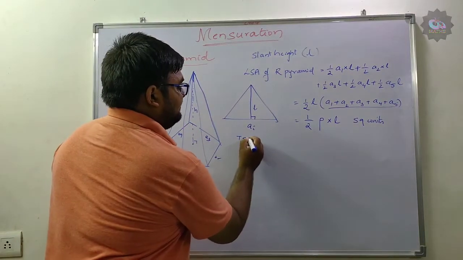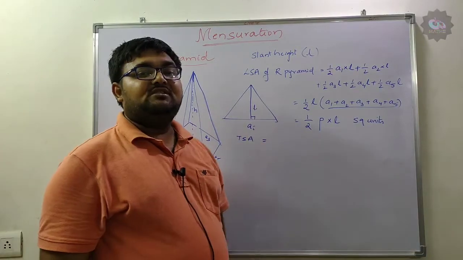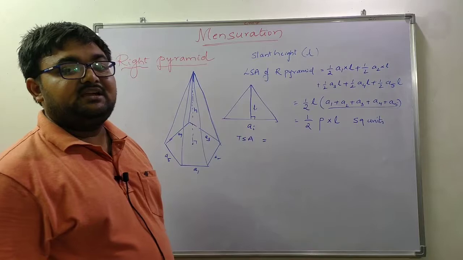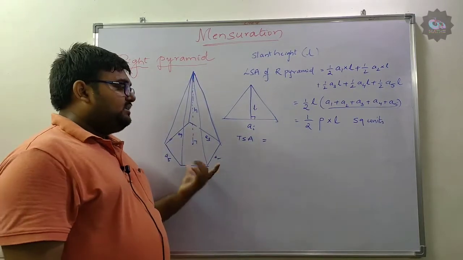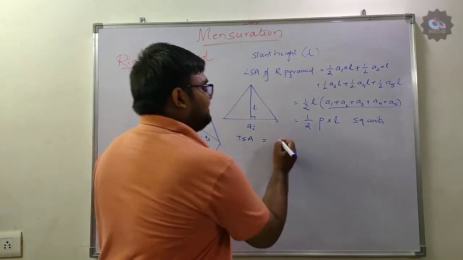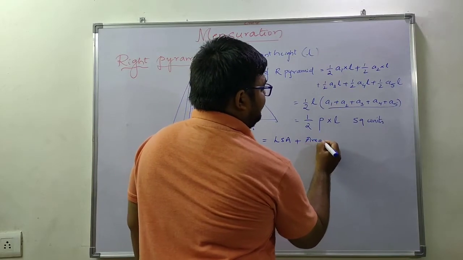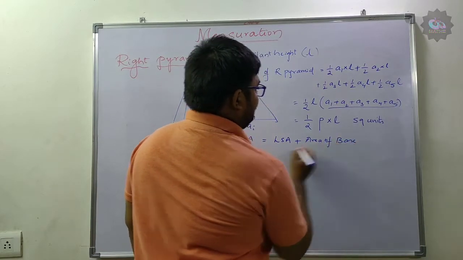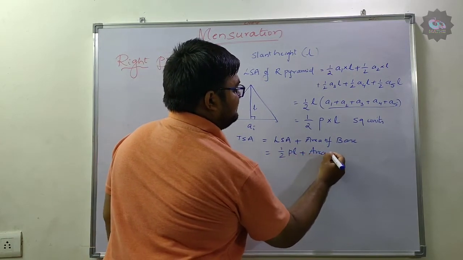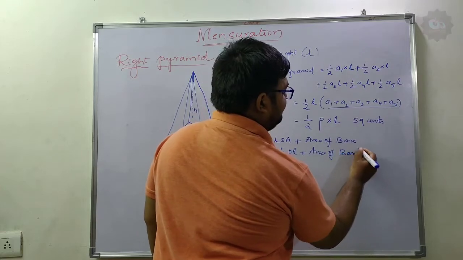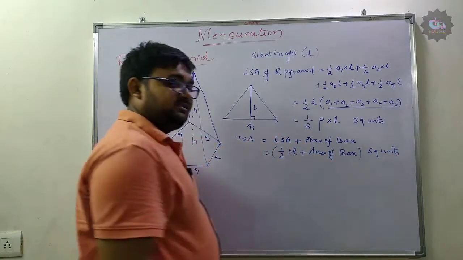Now next we are going for total surface area, TSA. If you want the total surface area, what should we do? To the lateral surface area we need to add the top and bottom, but here the top is not there, so only the bottom surface area we need to add. That means LSA plus area of base, which is nothing but half into PL plus area of base. So what are the units? For this also we are going to have square units.